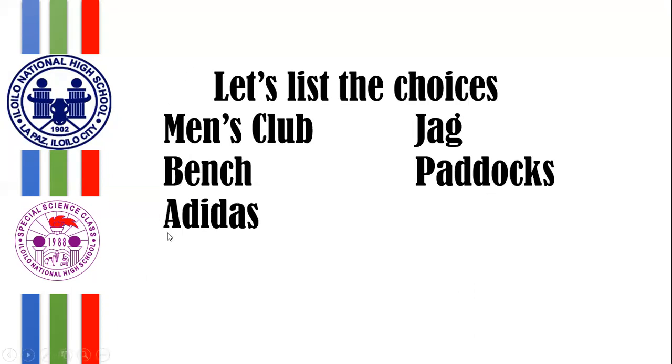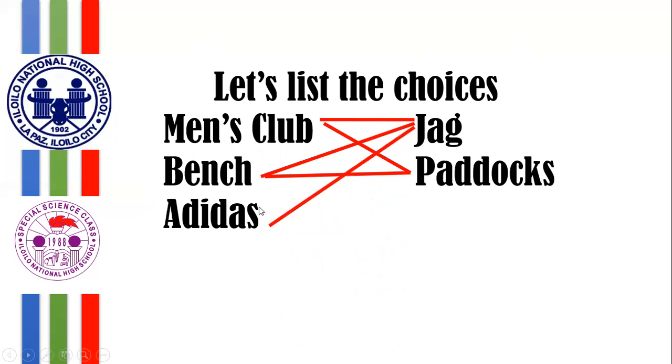I have here on the left the three shirts, which are Men's Club, Bench, and Adidas. And I have here on the right your Jag and your Paddocks, or your pairs of pants. By connecting them, for example, I could have Men's Club and Jag. Exhausting everything for Men's Club, we also have Men's Club with Paddocks. We also have Bench to Jag, Bench, Paddocks. We also have Adidas and Jag and Adidas and Paddocks. And I believe there are no other possibilities, right?